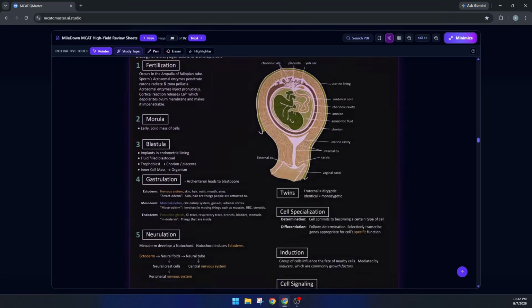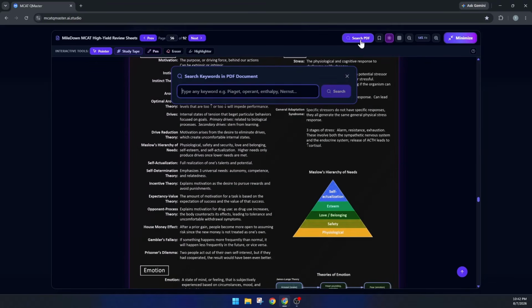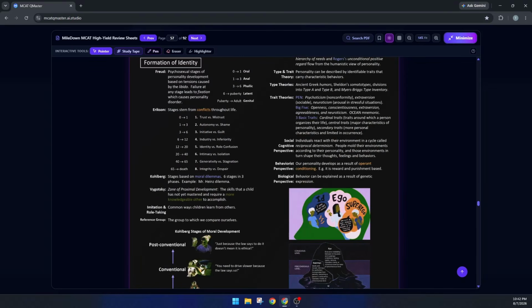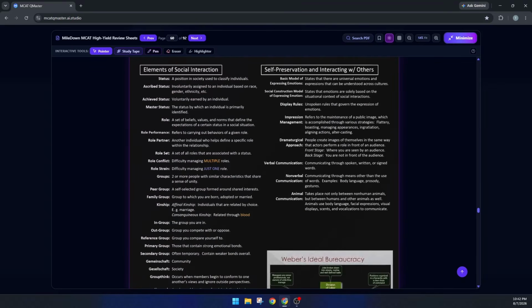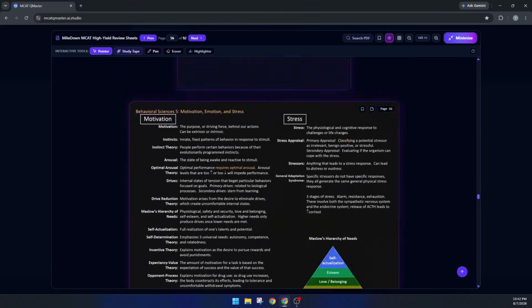So we're going to go down to the page number. You can also search it up. There's a search PDF part here. It's working all right. I'm trying to make it work better, so any feedback is good feedback to improve.